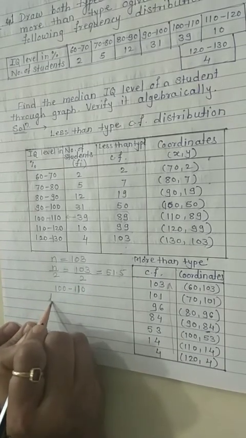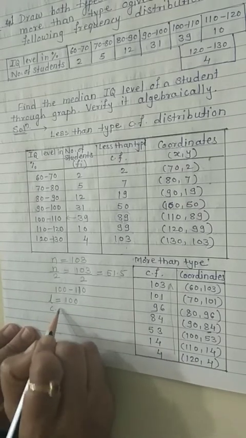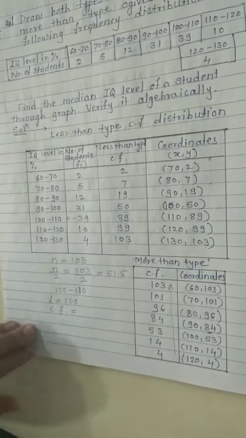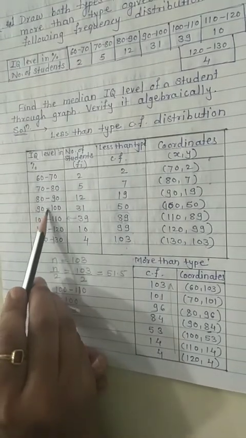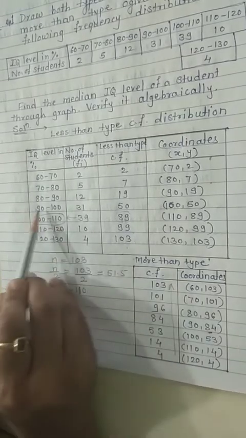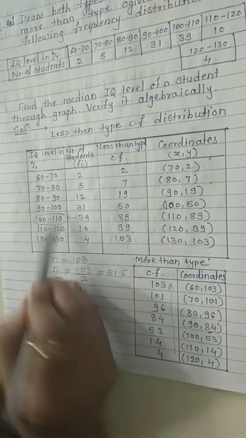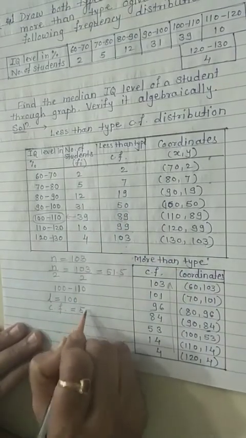Therefore here the lower limit of this median class is 100. Now what is the value of cumulative frequency? The cumulative frequency of the class preceding the median class. Now this is our median class. Its preceding class is 90 to 100, whose cumulative frequency is 50. So CF is 50 here.